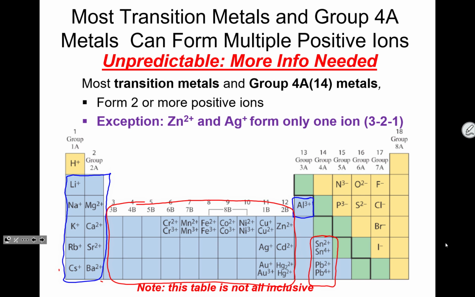There's some exceptions to this rule, and that is that zinc always forms a +2, and silver always forms a +1, and cadmium always forms a +2. The rest of the transition metals and the group 4A metals can form more than one charge, and so we need more information in naming them.